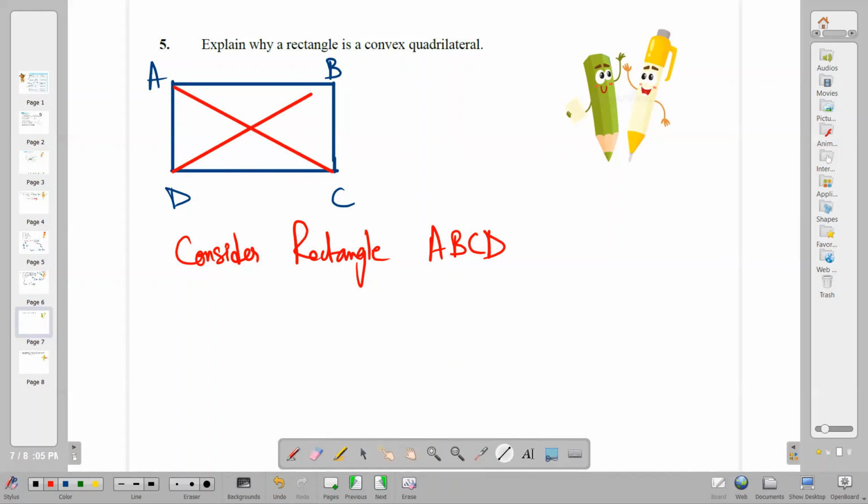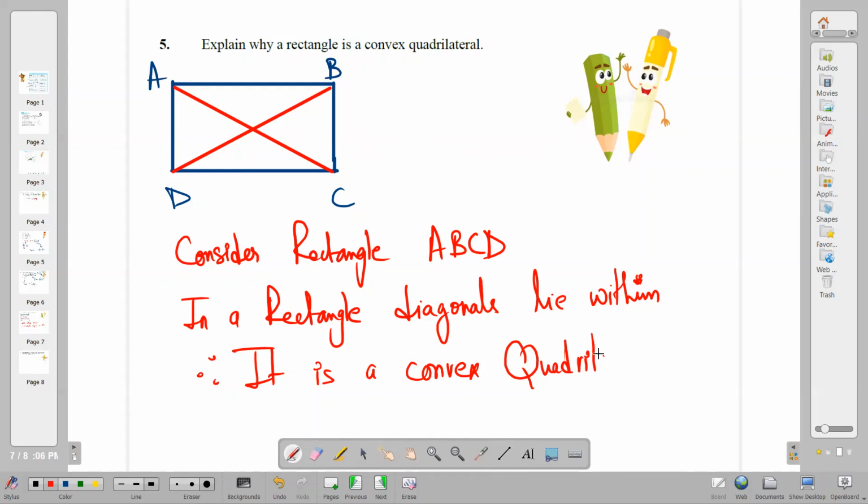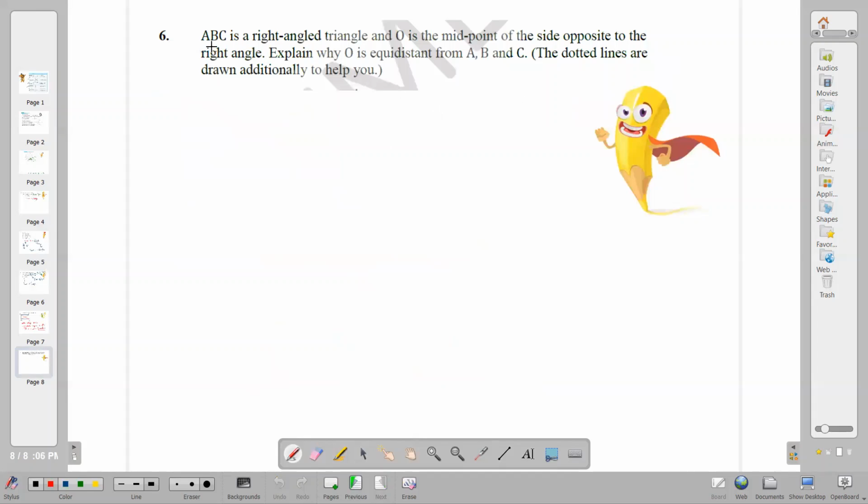In a rectangle, diagonals lie within, बराबर अंदर ही है उसके diagonals, therefore it is a convex quadrilateral. Therefore it is a convex quadrilateral. Easy peasy lemon squeezy. चलो last question of this exercise. चलो हमें क्या दिया गया है?